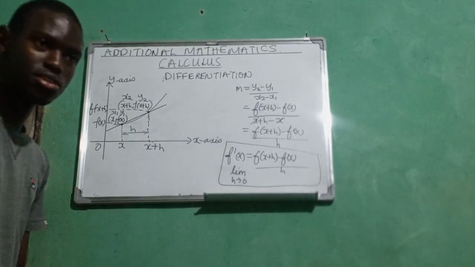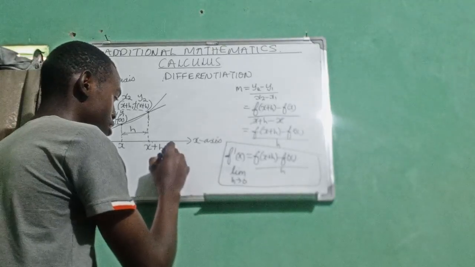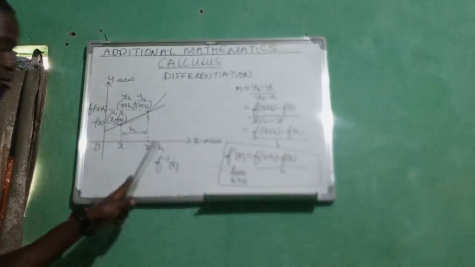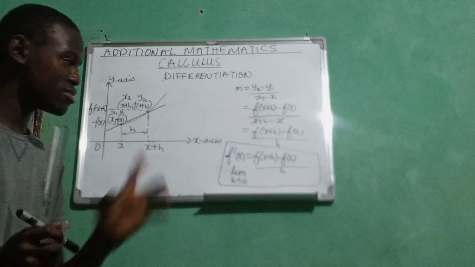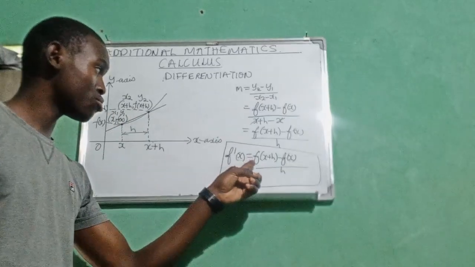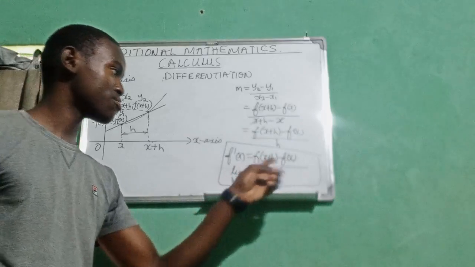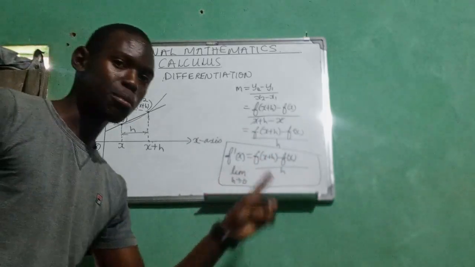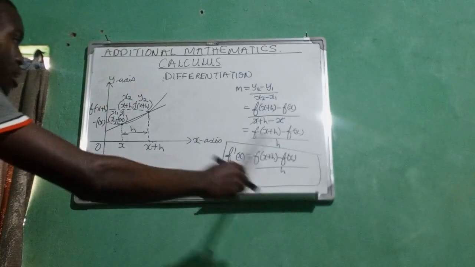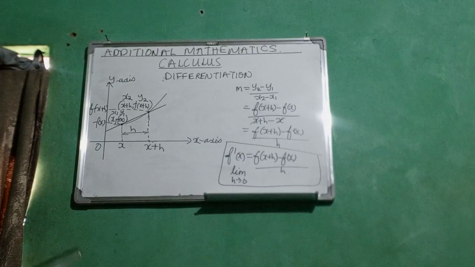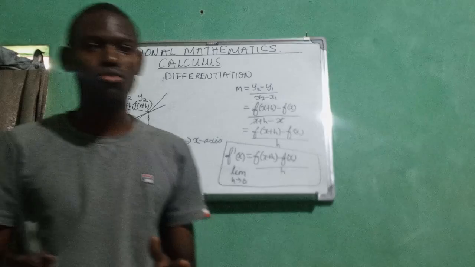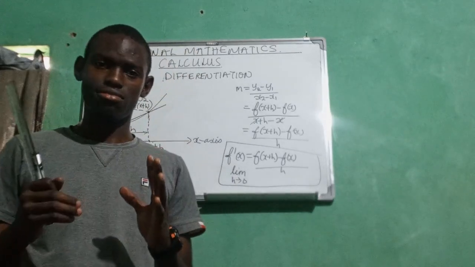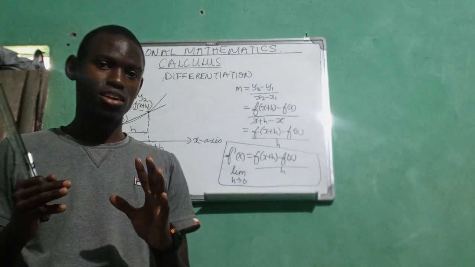This power 1 is not inverse, because there's something called inverse, like f inverse of x. Now this is f prime, which means you are taking the first derivative. So f prime of x is equal to the limit as h approaches 0 of f of x plus h minus f of x over h. So this is the formula for finding the gradient function from the first principle. In the next videos we are going to give examples of how we can find the derivative or the gradient using this function.